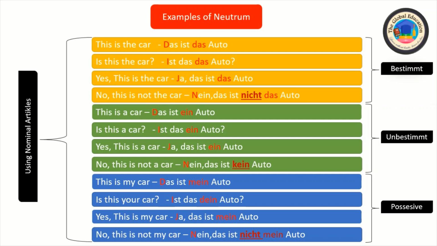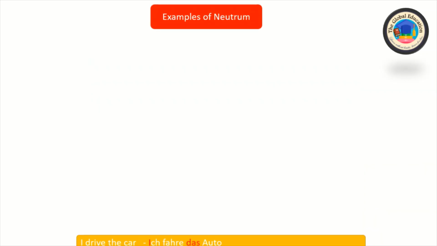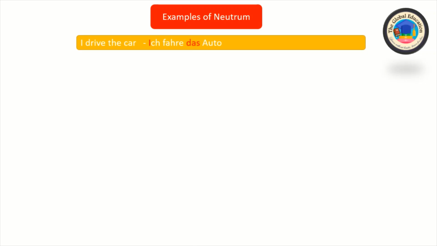Like in the nominative case, here we do not use any verb, but in the accusative case we will use a verb. So for example, I drive the car. Drive means fahren. Fahren is equal to drive. So I drive the car. Ich fahre das Auto. Fahren is the verb, and with ich we use fahre. Auto comes with das. Auto has a capital letter because Auto is the object.